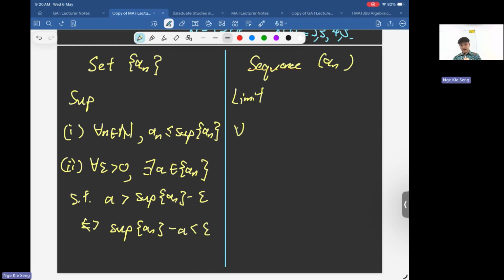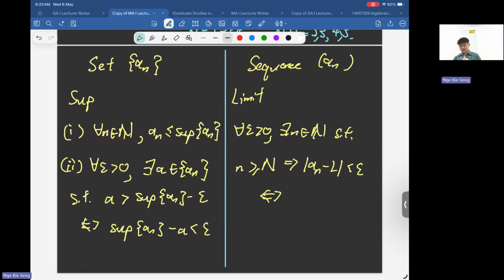But limit: for every epsilon greater than 0, there exists a capital N in N such that if small n is greater than capital N, it implies that a_n minus L is less than epsilon. But then this is just saying that a_n minus L is squeezed between epsilon and minus epsilon.